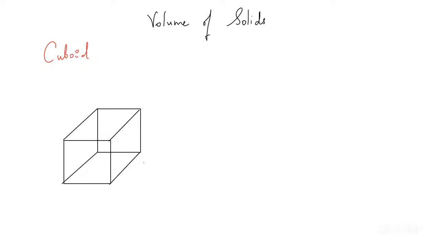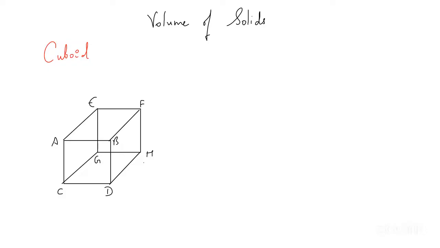Now, if I mark all the vertices in this, I have a square A, B, C, D. Then I have a square at the back, E, F, G, H. So how many vertices does it have? It has 8 vertices.